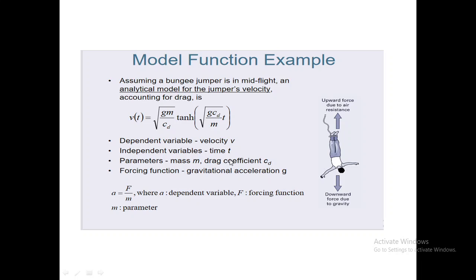The independent variable is time. With time they go downward due to the acceleration due to gravity. Which parameters are we considering here? We are considering the mass m and the drag coefficient Cd. Which is the forcing function? Gravitational acceleration. We are considering g as the gravitational acceleration.